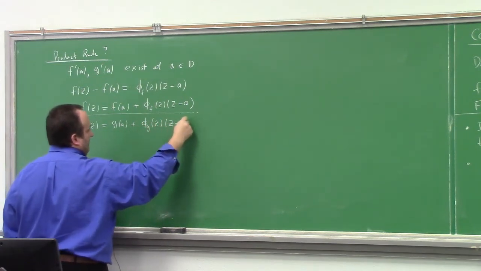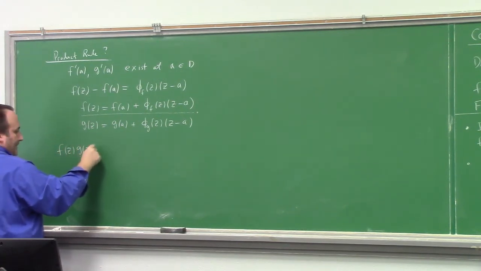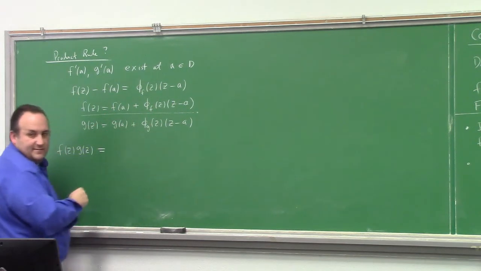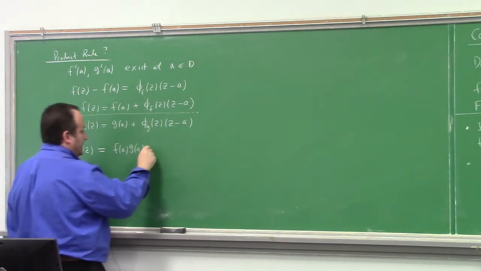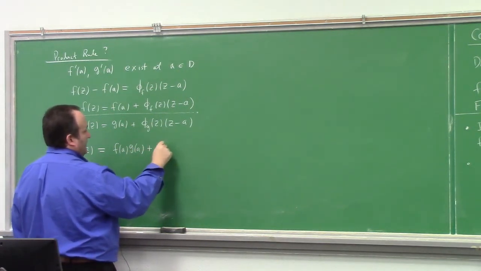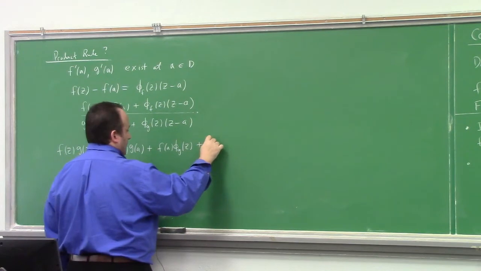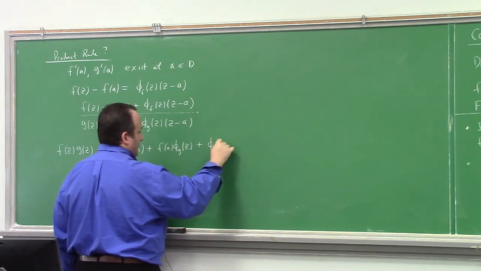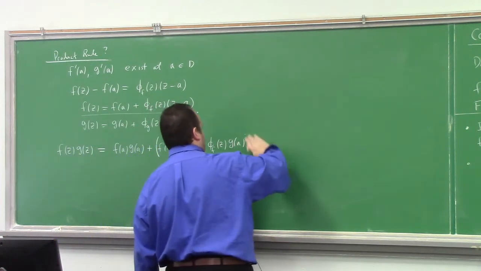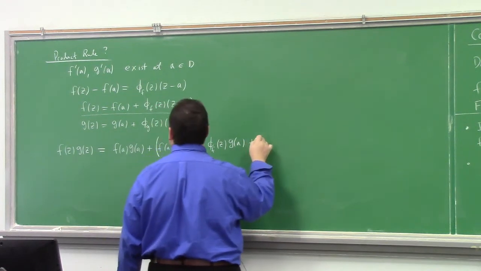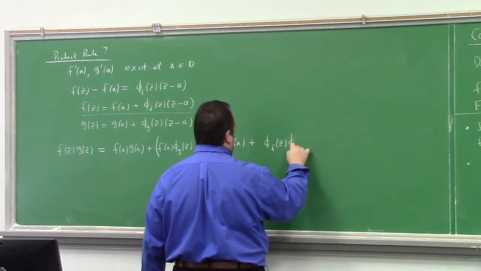And likewise, g of z is g of A plus phi sub g of z times z minus A. So if I look at the product function, f of z, g of z, then I just multiply this and that. And what do I get? I get f of A, g of A, plus f of A times phi sub g of z plus phi sub f of z times g of A, plus more. I'm doing a lot of algebra in my head at the moment. I hope you can forgive me for skipping some steps here, but this chalk writes awful slow.